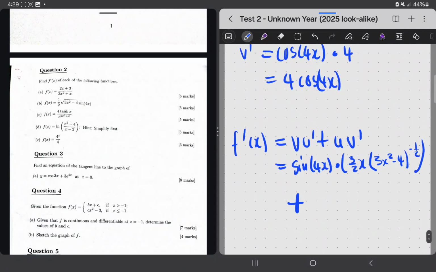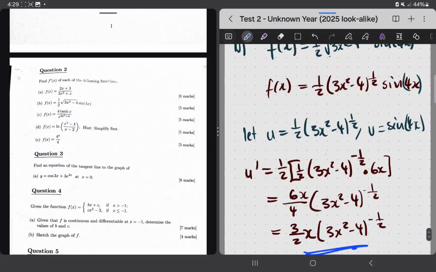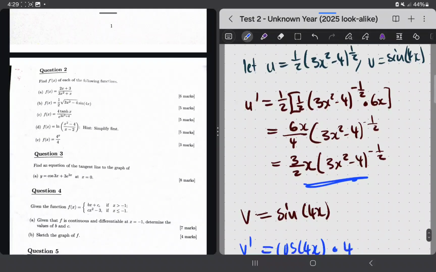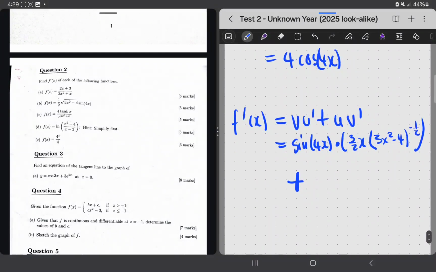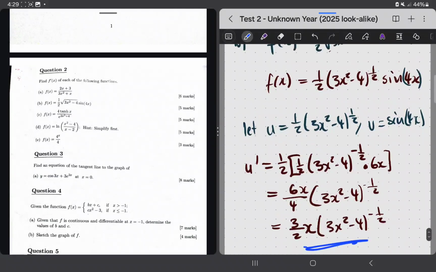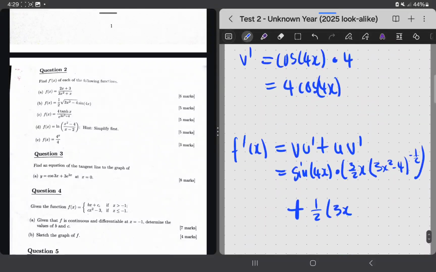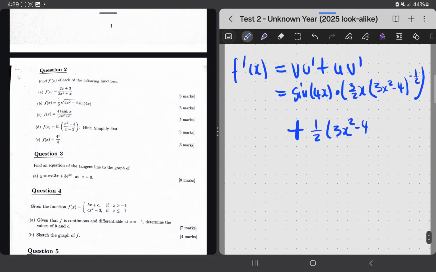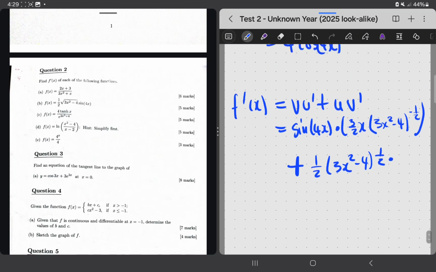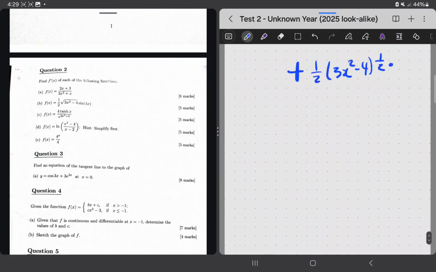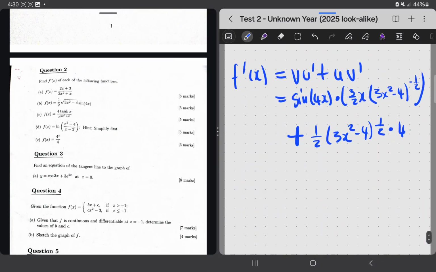Then we say plus. Now we bring our u. What is our u? This thing, half of 3x squared minus 4 to the half. Then this multiplies v prime, which is the derivative of v, which is 4 cos 4x. So it multiplies 4 cos of 4x.